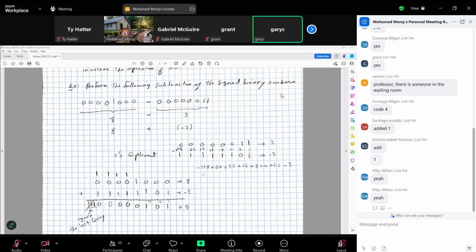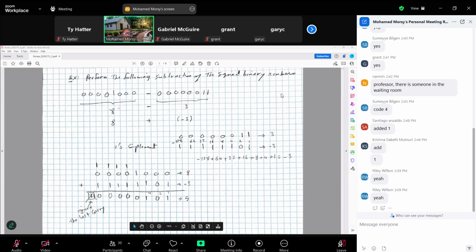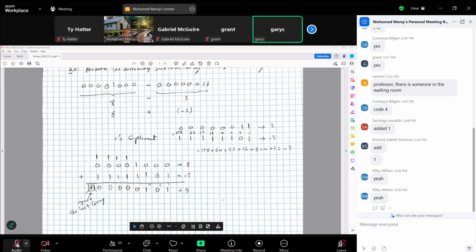Professor? Yes, go ahead. For addition in two's complement format, do we always ignore the last carry 1? Yeah, when we apply this approach, we ignore the last carry 1. So when we do subtraction in the form of addition, we always ignore the last carry 1 to maintain the same amount of bits, to keep the same pattern. Same amount of bits. Okay, thank you.